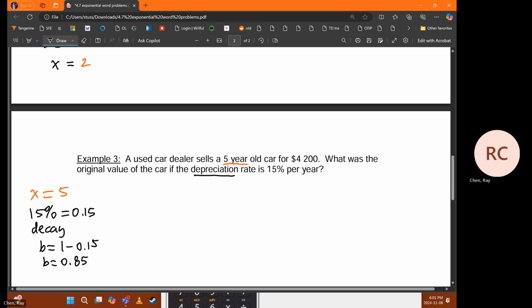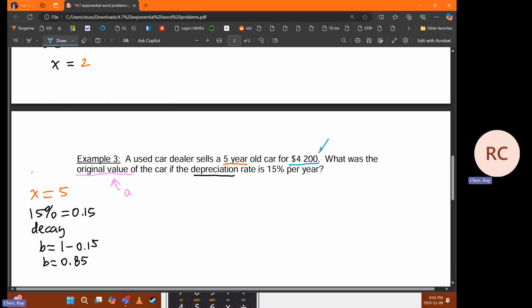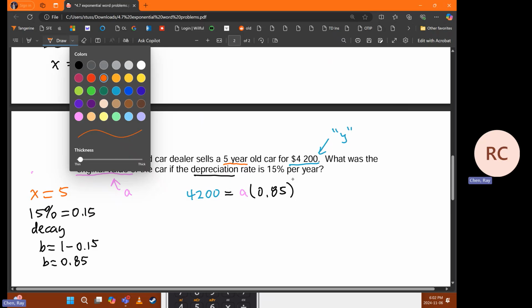But notice the original value represents our A. So we're trying to find what A is. That kind of means then this 4,200, that's going to be our answer, or Y. So this question is kind of like working backwards. To set this up, we're probably going to get 4,200 is equal to A times 0.85, which was our base, to the 5.